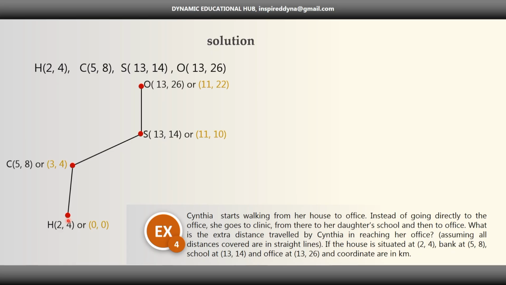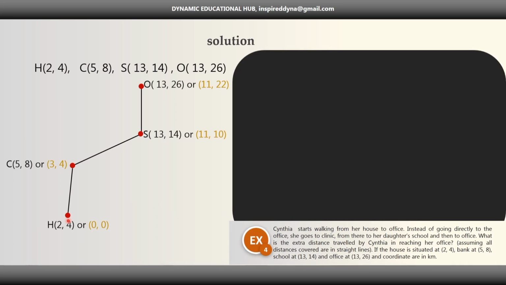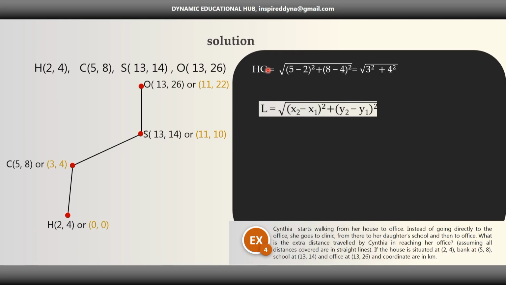Now according to the question, we are asked to find the excess distance covered by Cynthia. The first thing is, let's calculate the distance covered by Cynthia. We want to find all these distances, from here to here, from here to here, and from here to here, and add them. The first one is from the house to the clinic, which is HC. Remember the distance formula.